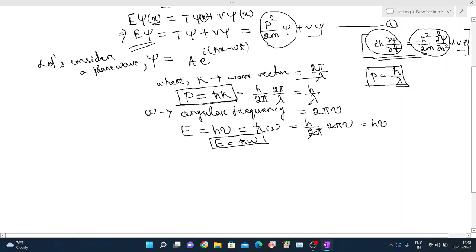Then psi is equal to A into e to the power i. In place of k we can write p over h cross. So p divided by h cross into x minus, in place of omega we can write E over h cross, into t. So this will be A into e to the power i divided by h cross, (px minus Et). This is equation number 2.